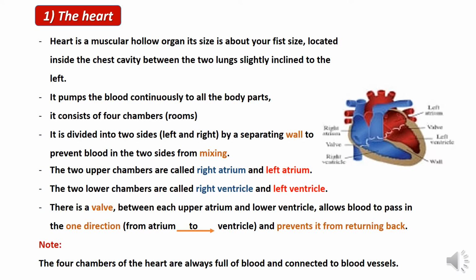The 2 upper chambers are called right atrium and left atrium. The 2 lower chambers are called right ventricle and left ventricle. There is a valve between each upper atrium and lower ventricle, which allows blood to pass in one direction from atrium to ventricle to prevent it from returning back. Note, the 4 chambers of the heart are always full of blood and connected to blood vessels.